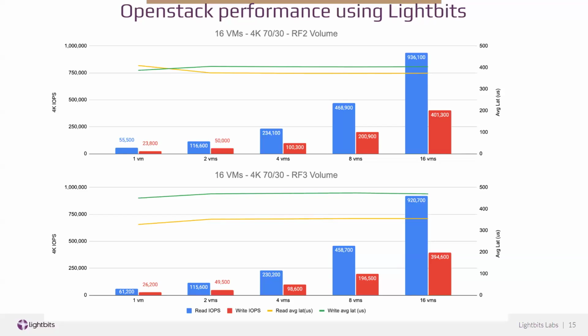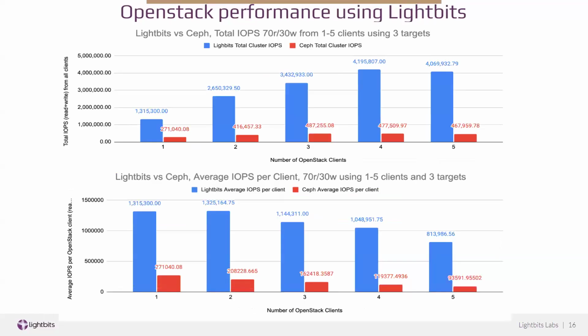So with 16 VMs, you can see 936K with RF2. You can see almost the same number with a replication factor of 3. It doesn't change much. And you can also see the difference between what we were able to achieve from the same 3 servers, running Ceph, versus what we can achieve with Lightbits. This next one is basically doing it at the cluster level.